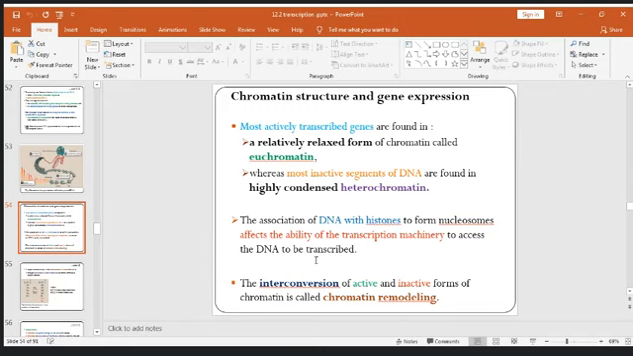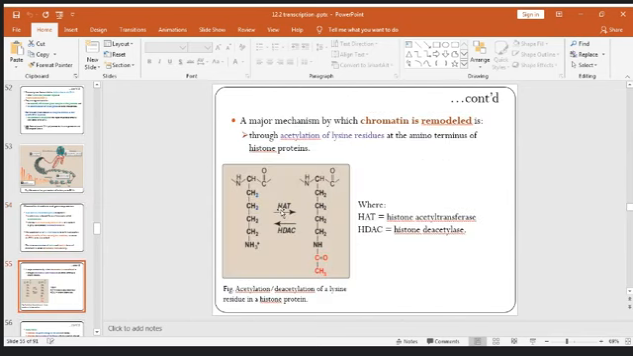So what should happen in this process? There should be different types of RNA polymerases in the eukaryotes to undergo the different syntheses of ribosomal RNA, messenger RNA, and transfer RNA. The interconversion of active and inactive forms of the chromatin is called chromatin remodeling. We will look at that. Chromatin remodeling is mostly carried out through acetylation of lysine residues in the amino terminus of histone proteins. For example, histone acetylation and histone deacetylation are the processes of activation and deactivation.